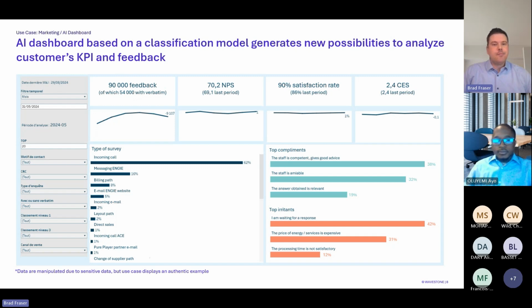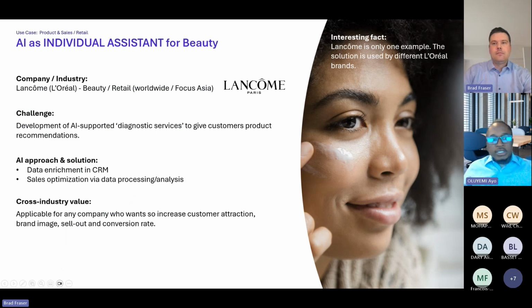contact points with NG. To summarize, together with NG, we have created a very powerful tool to monitor customer satisfaction. We achieved a global accuracy of 80% and up to 99% for the most represented categories. The aim is to raise the overall global accuracy up to 85 or 90%. And now I'll hand it over to Ayo to talk through the remaining use cases. Thanks, Brad. Could flip over to the next slide.